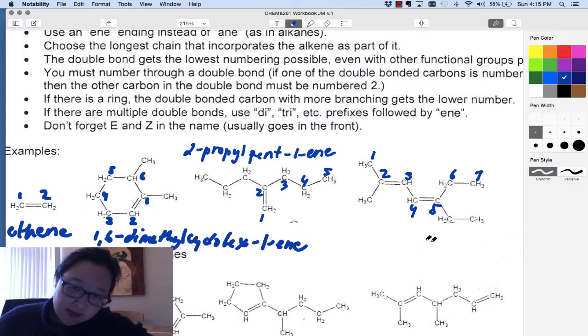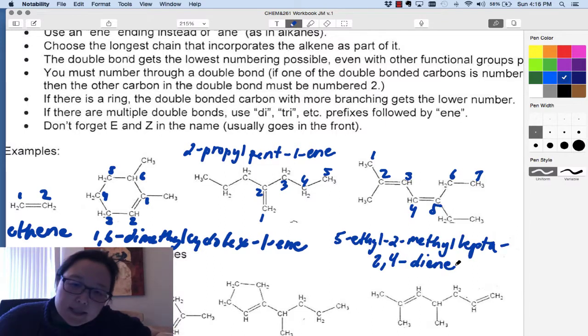And, oh, I forgot, there's an ethyl group here as well. So let's put all of that in the name. So this one is going to be called 5-ethyl-2-methylhepta-2,4-diene. All right, and you want to check for E and Z in the name. So if you look at this double bond, it's actually got 2 same groups here. So there's no E or Z for this double bond.